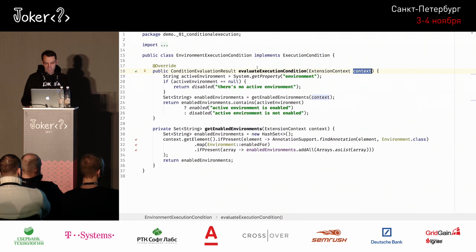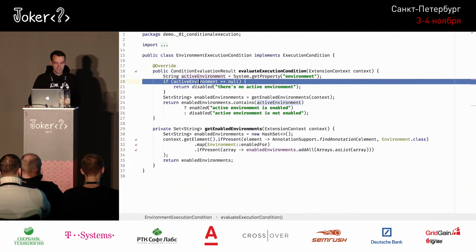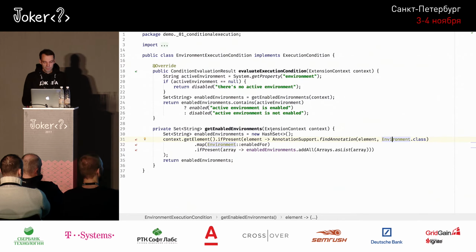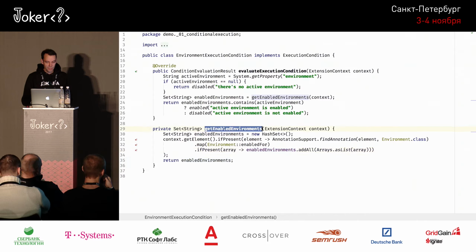So in this really simple example, we're just going to take a look at some system property called environment here. And that's going to be our active environment. So that's the way we actually trigger that. And if there's no active environment, actually we want to make sure that the test is disabled. Otherwise, if there is one, we're going to read the annotation here, the environment annotation, and if it's present, we're going to get the enabled for field from it, which is just the string array. And if it's there, we're going to add it to the enabled environments. We're going to return those.